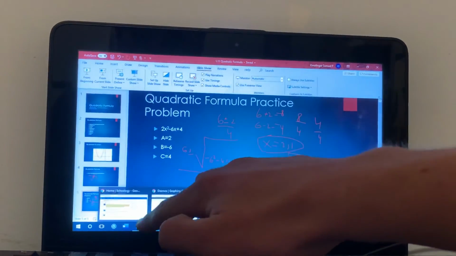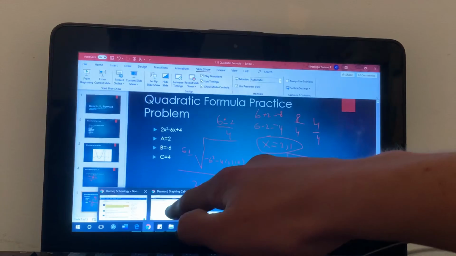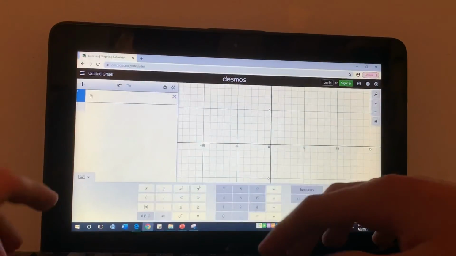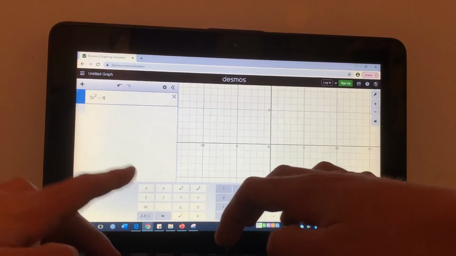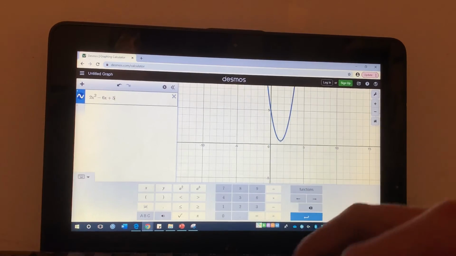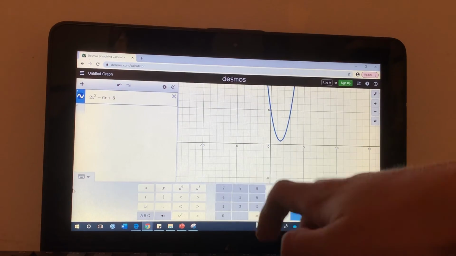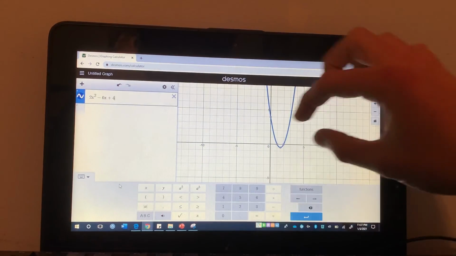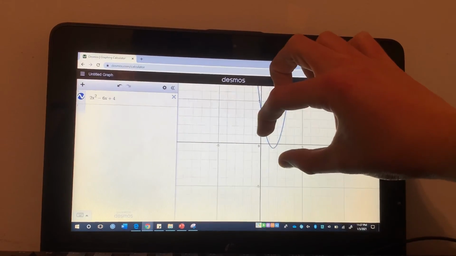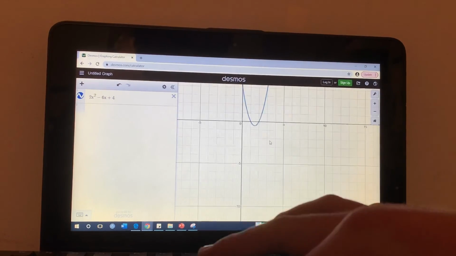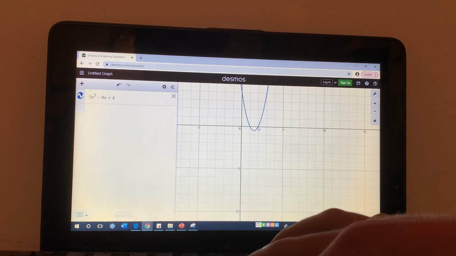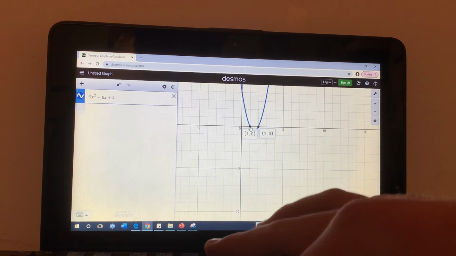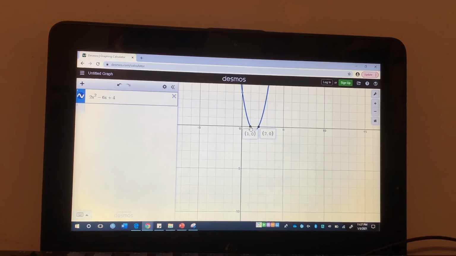Now let's go to Desmos to check it out. We have 2x squared minus 6x plus 4. Let me scroll a little bit. We have our two zeros at (2, 0) and (1, 0), which is exactly what we got.